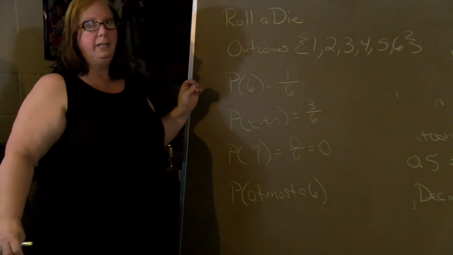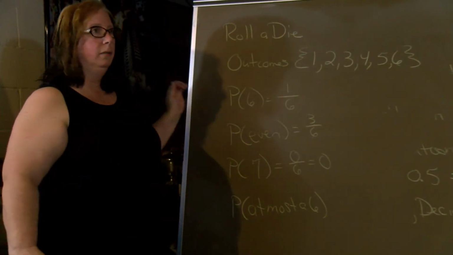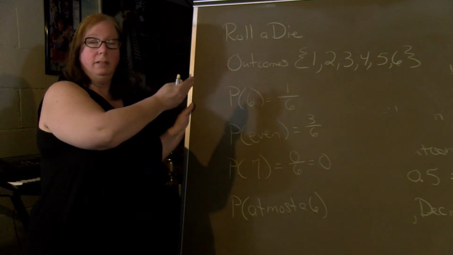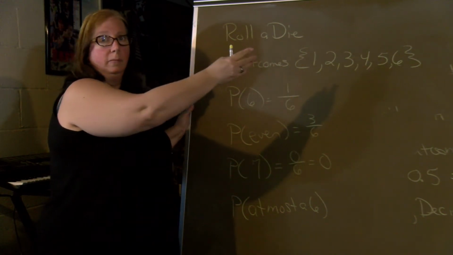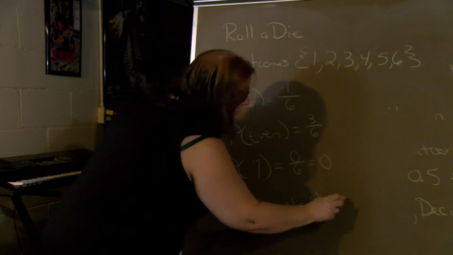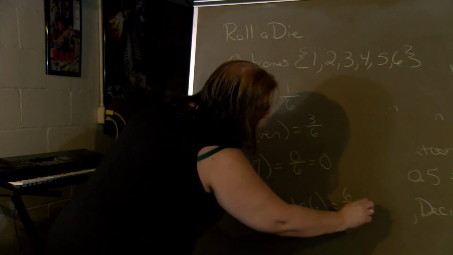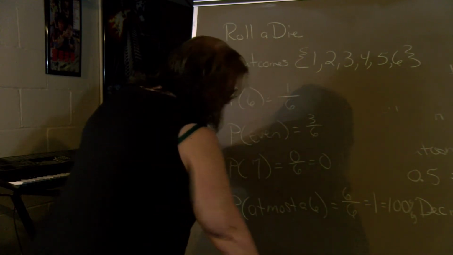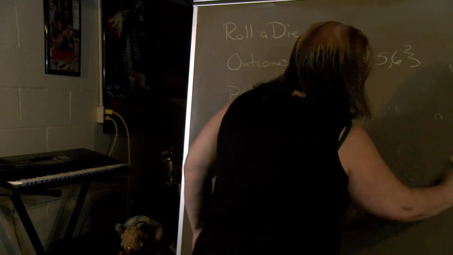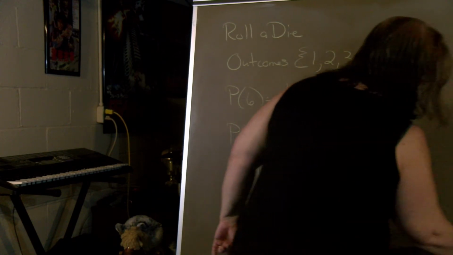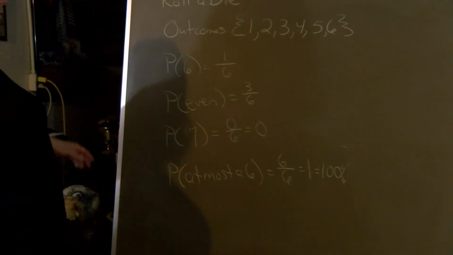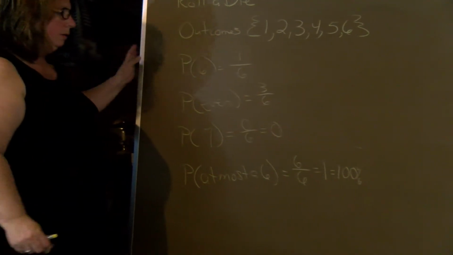How about the probability of at most 6? Well, at most 6 means 6 or less, which would be all of them. Therefore, it would be 6 out of 6, or 1, or 100%. So you could have 0, 1, or 100% as your answers also.